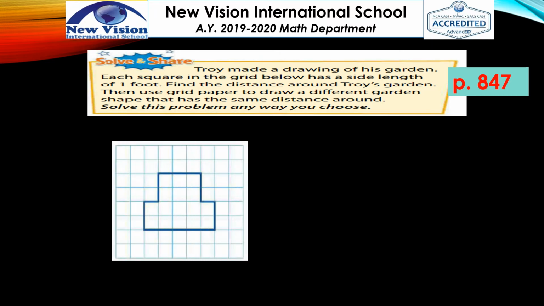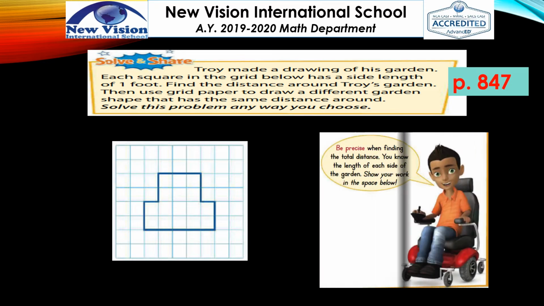Now, this is the grid that Troy is drawing. Okay, this is the garden that Troy is drawing. Now, be precise when finding the total distance. You know the length of each side of the garden. Show your work in the space below. You know that the side length is measured 1 foot. Okay, so you have 1 minute to do it. You may pause this video while you're doing it.